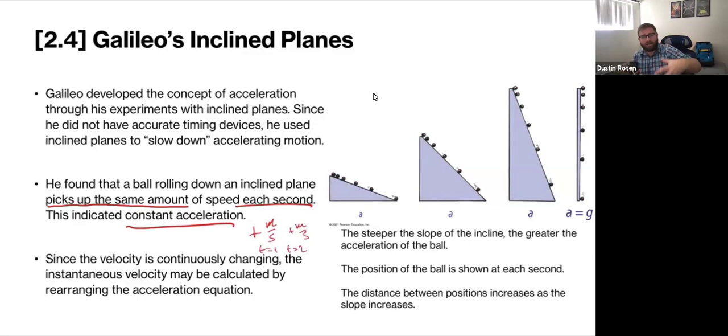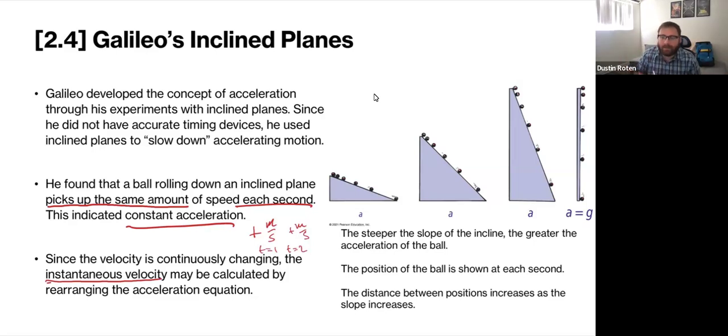Since the velocity is continuously changing each second, because you keep getting that boost from the ramp, the instantaneous velocity may be calculated by rearranging the acceleration equation. That is a good point, and something we'd want to calculate is, if our velocity is changing, if it starts from rest at 0, and then it's just really hauling down here at the end of the ramp, how can we calculate the velocity at the bottom or a velocity at any of these other points along the way?